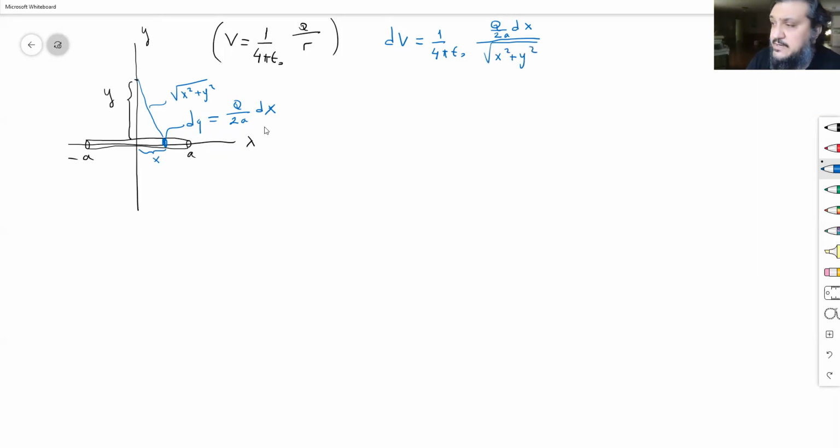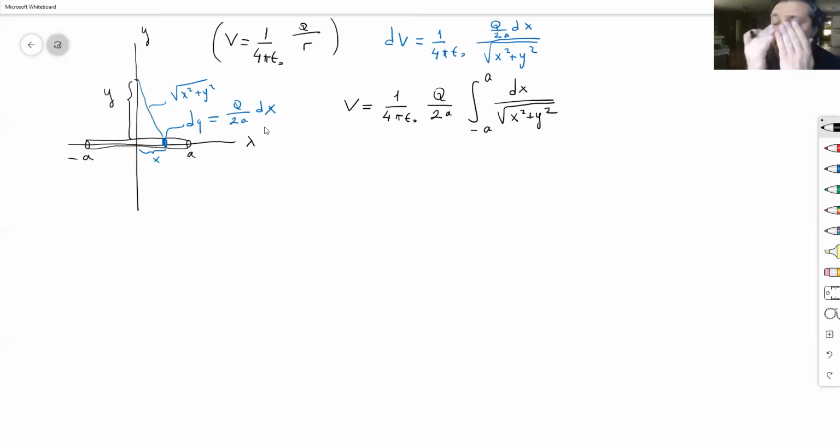Okay, if you just integrate this, you have your V. So V will be 1 over 4 pi epsilon 0 Q over 2A. The integral will be from negative A to positive A of dx divided by the square root of x squared plus y squared.